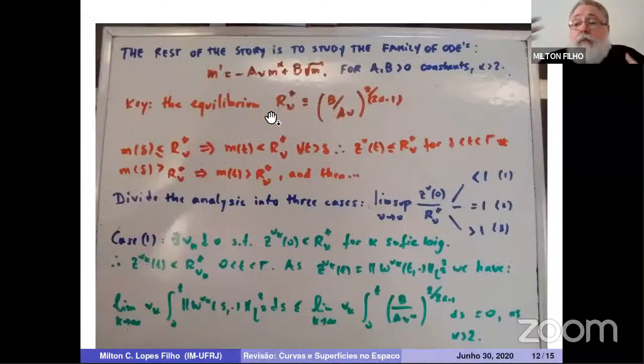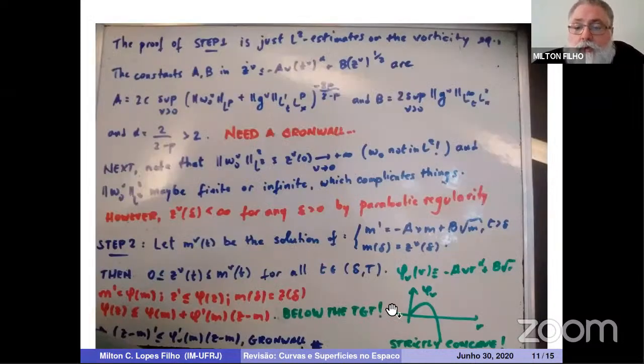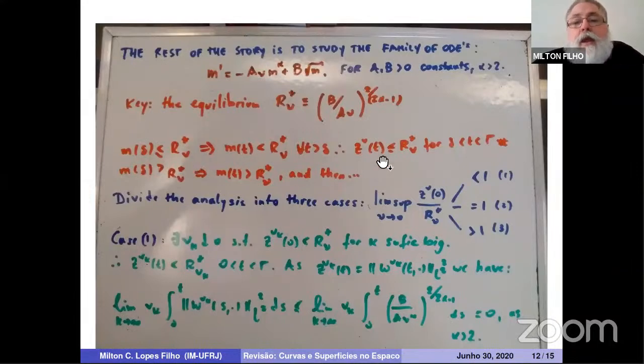So everything becomes: study the solutions of this ODE. Now I need precise estimates on what the solutions of this ODE look like, because I can estimate what I want using this m. And then it goes: introduce the equilibrium, studying a one-dimensional ODE, the point where the flow is zero, and separate the cases where this m of t is below the equilibrium or above the equilibrium. In fact, we end up doing the analysis in 3 cases.